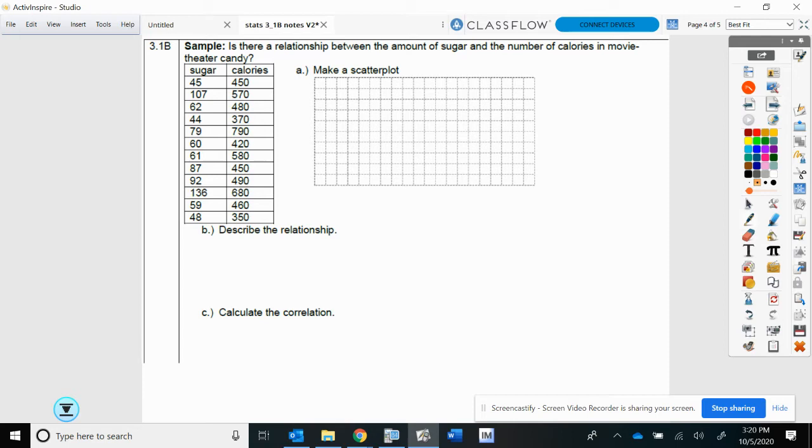We're going to be using our calculator to help us out, and we're going to look at the relationship between the amount of sugar and the number of calories in movie theater candy. So we have 12 different types of candy, so we're going to have 12 data points. We're going to go ahead and grab our calculator.